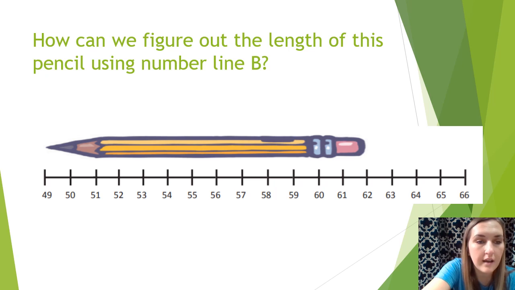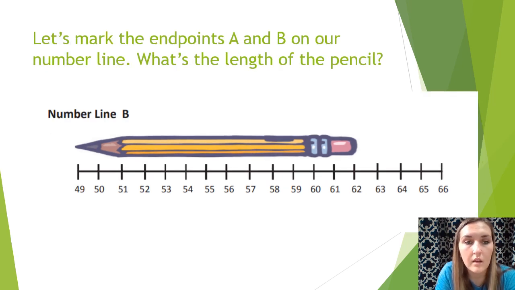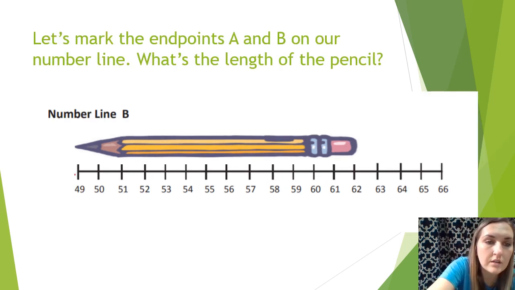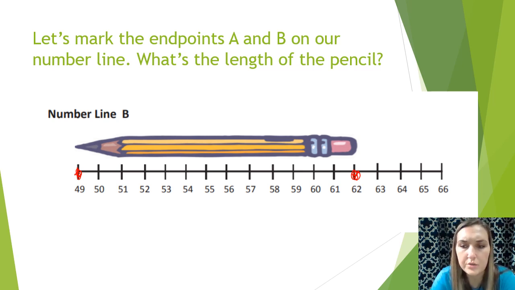This pencil starts at 49 and ends at about 62. So the endpoints are 49 and 62. We can figure out the length of the pencil by using the endpoints. Mark those again. You should still have those on your paper. If you made a mistake, make sure you draw the dots at the appropriate numbers. Now, what should we do with these endpoints to figure out the length?